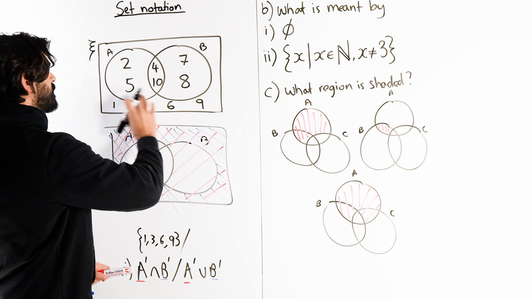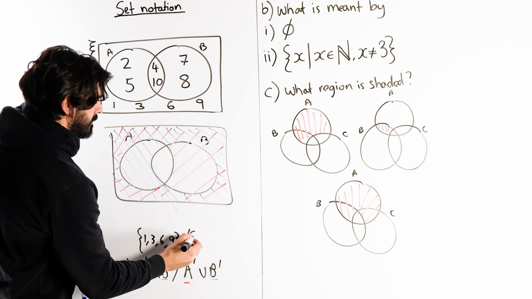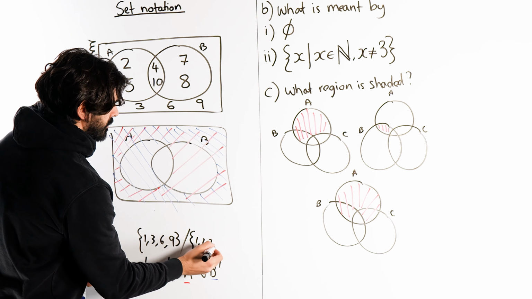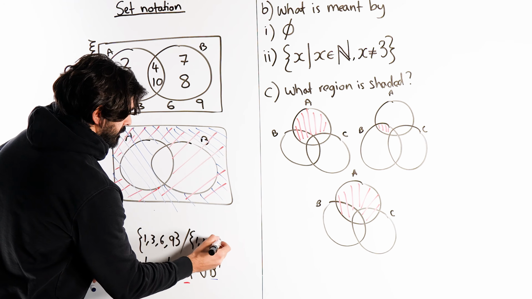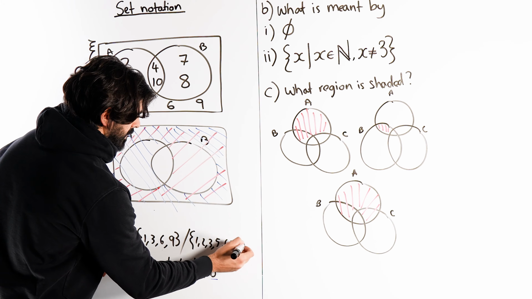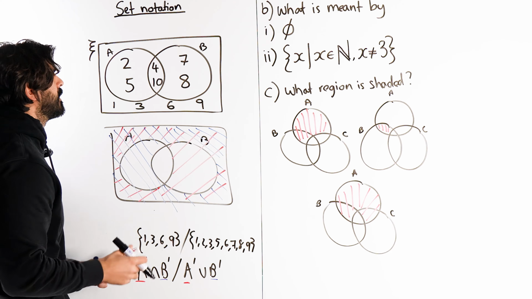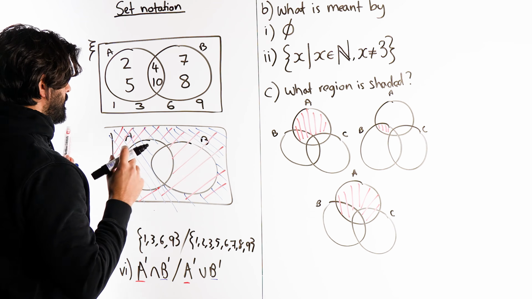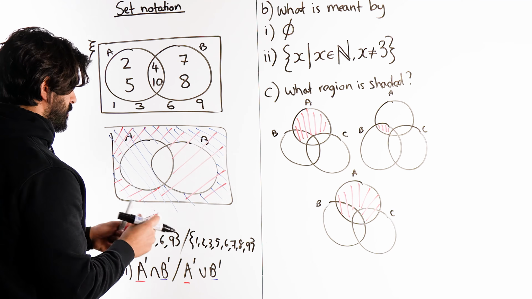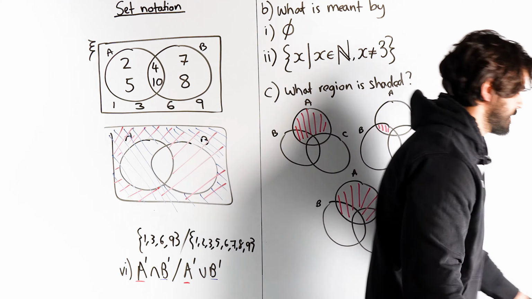So you actually want to do every single number apart from 4 and 10. 1, 2, 3, not 4, 5, 6, 7, 8, 9, and not 10. Okay, so everything apart from 4 and 10. And that's it. That's a really nice way for you guys to identify the regions that we're interested in.